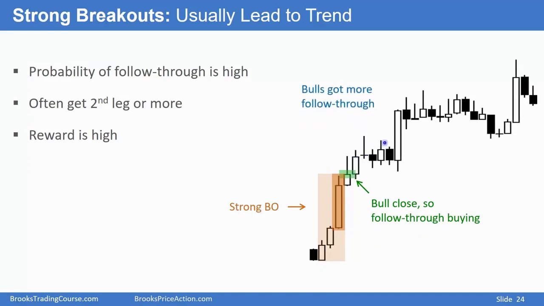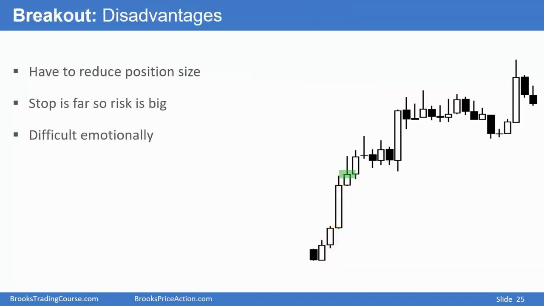They got additional follow-through buying here, and then continued follow-through buying for the next 20 bars. One big disadvantage of breakouts is the stop is usually far away. I said the probability of making money is high if you're buying a strong breakout like this for any reason, buy closes, buy at the market. Probability of getting some kind of a measured move up is 60% or higher.